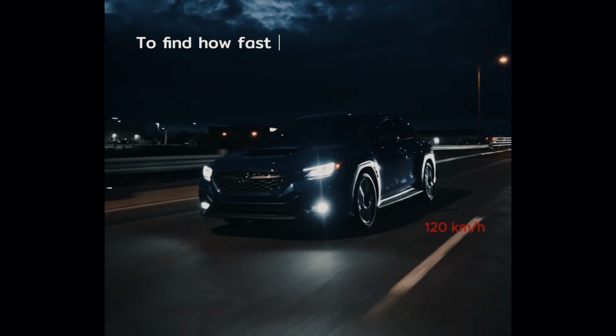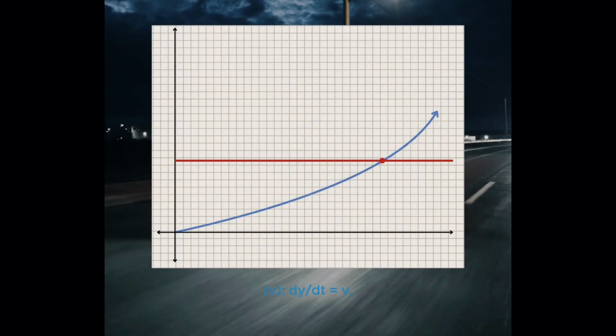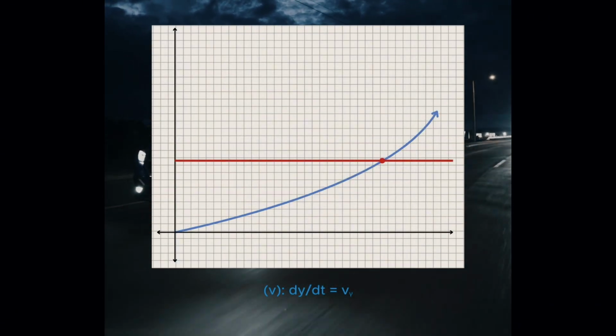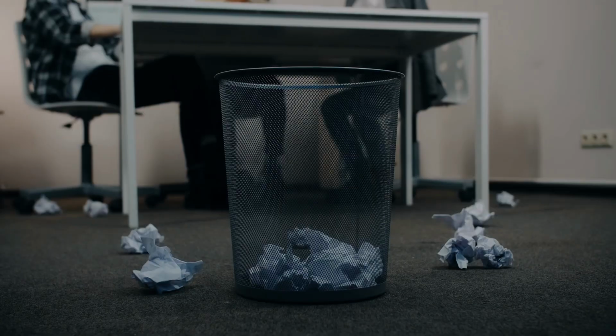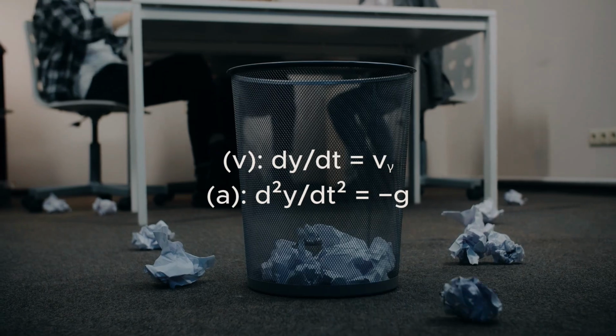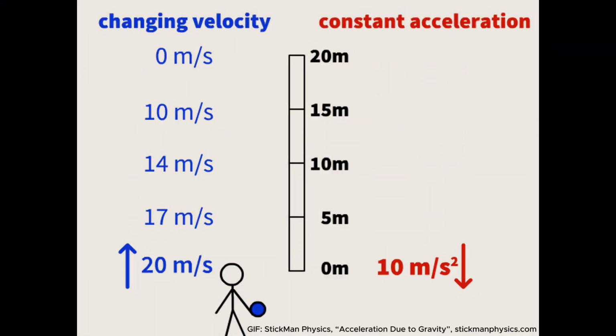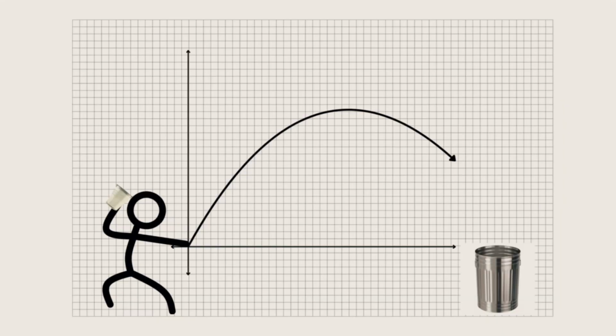To find out how fast it moves at any moment, we use derivatives. The derivative of position gives us velocity, and the derivative of velocity gives us acceleration. dy/dt equals v sub y, and d squared y over dt squared equals negative g. This means gravity constantly changes the vertical velocity. That's why the cup goes up, slows down, and comes back down.